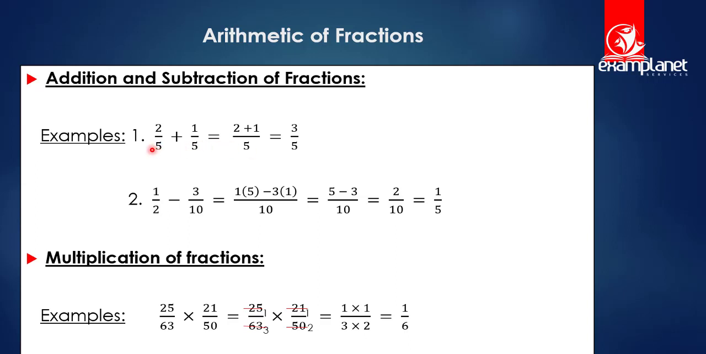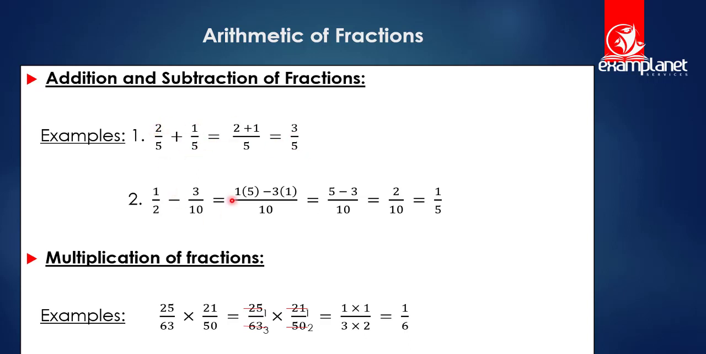So when you have this kind of fraction, you don't need to stress yourself. If the denominators are the same, the LCM will be that same denominator, and therefore you have 2 plus 1 as a numerator, which will give us 3 over 5. So when you have a fraction like this, you'll be able to do it straight up without wasting your time. Once you see this, you just say 2 plus 1, so the answer will be 3 over 5.